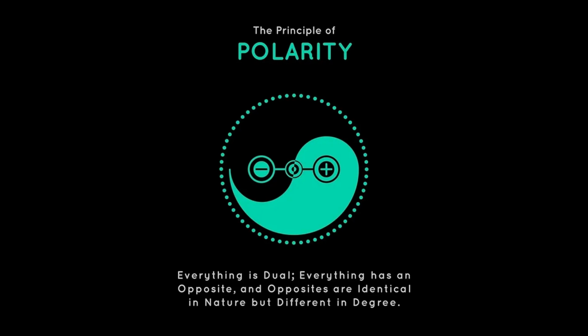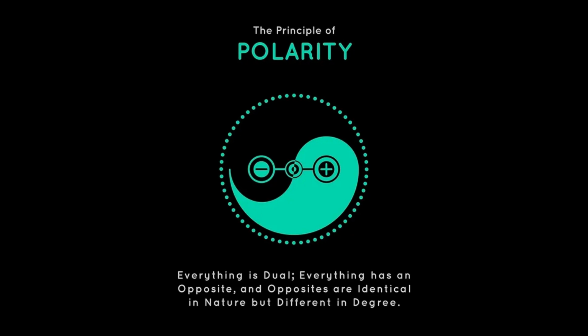The Kybalion, the principle of polarity. Everything is dual, everything has poles, everything has its pair of opposites. Like and unlike are the same. Opposites are identical in nature, but different in degree. Extremes meet. All truths are but half-truths. All paradoxes may be reconciled.